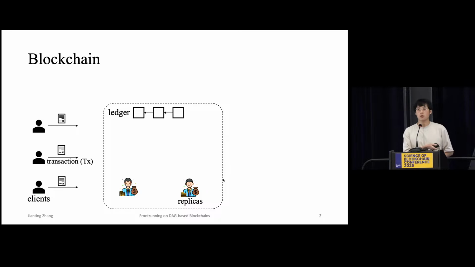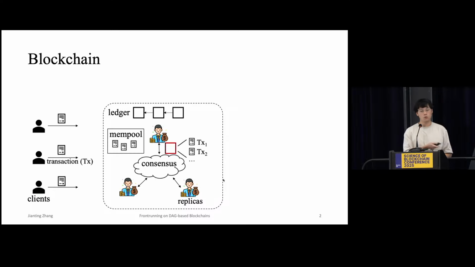The replicas collect those transactions into their memory pools. The memory pool is some memory or storage used to temporarily hold the transactions. Replicas periodically package the transactions from the memory pool into blocks, run a consensus protocol to reach an agreement on the blocks of transactions, and eventually execute the ordered transactions to update the on-chain state.